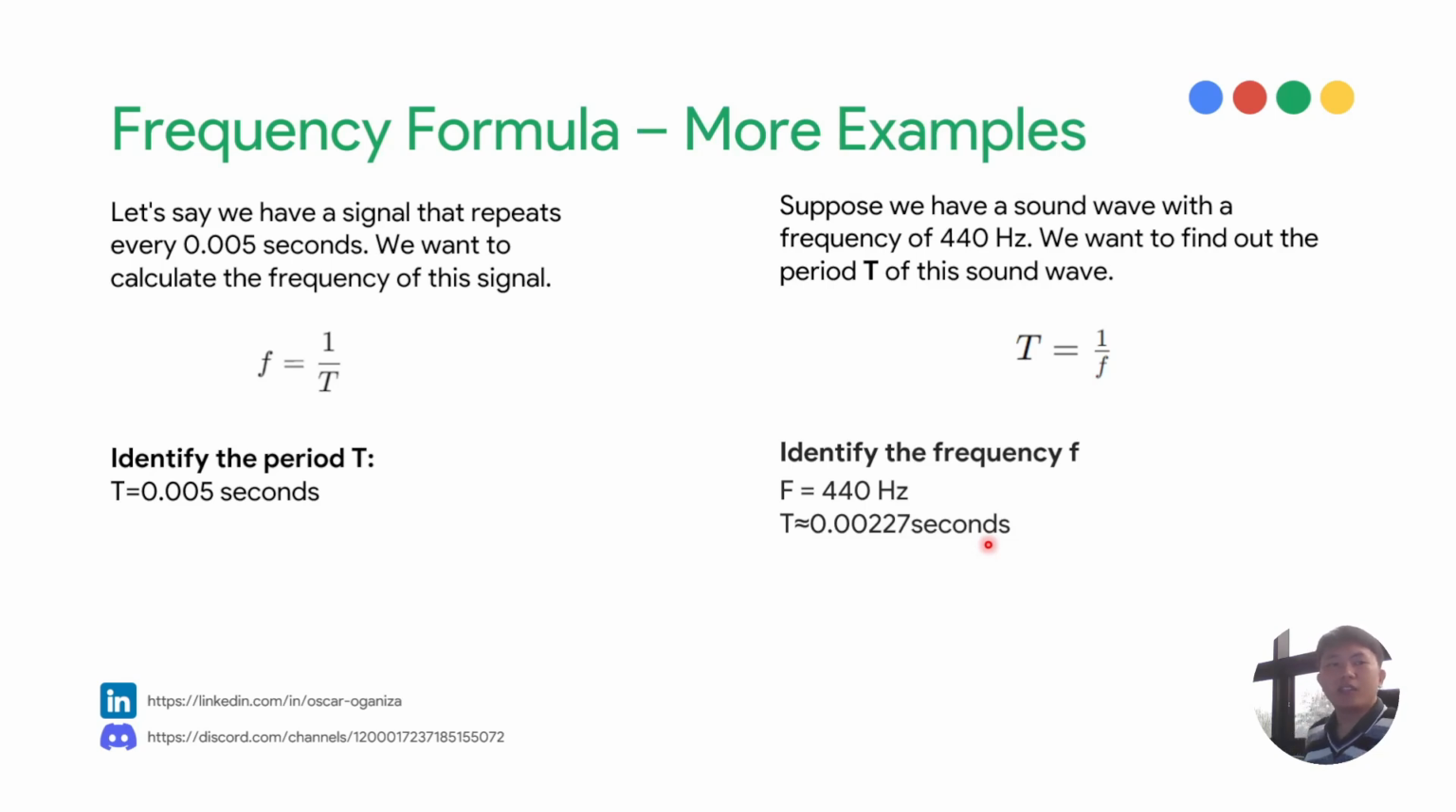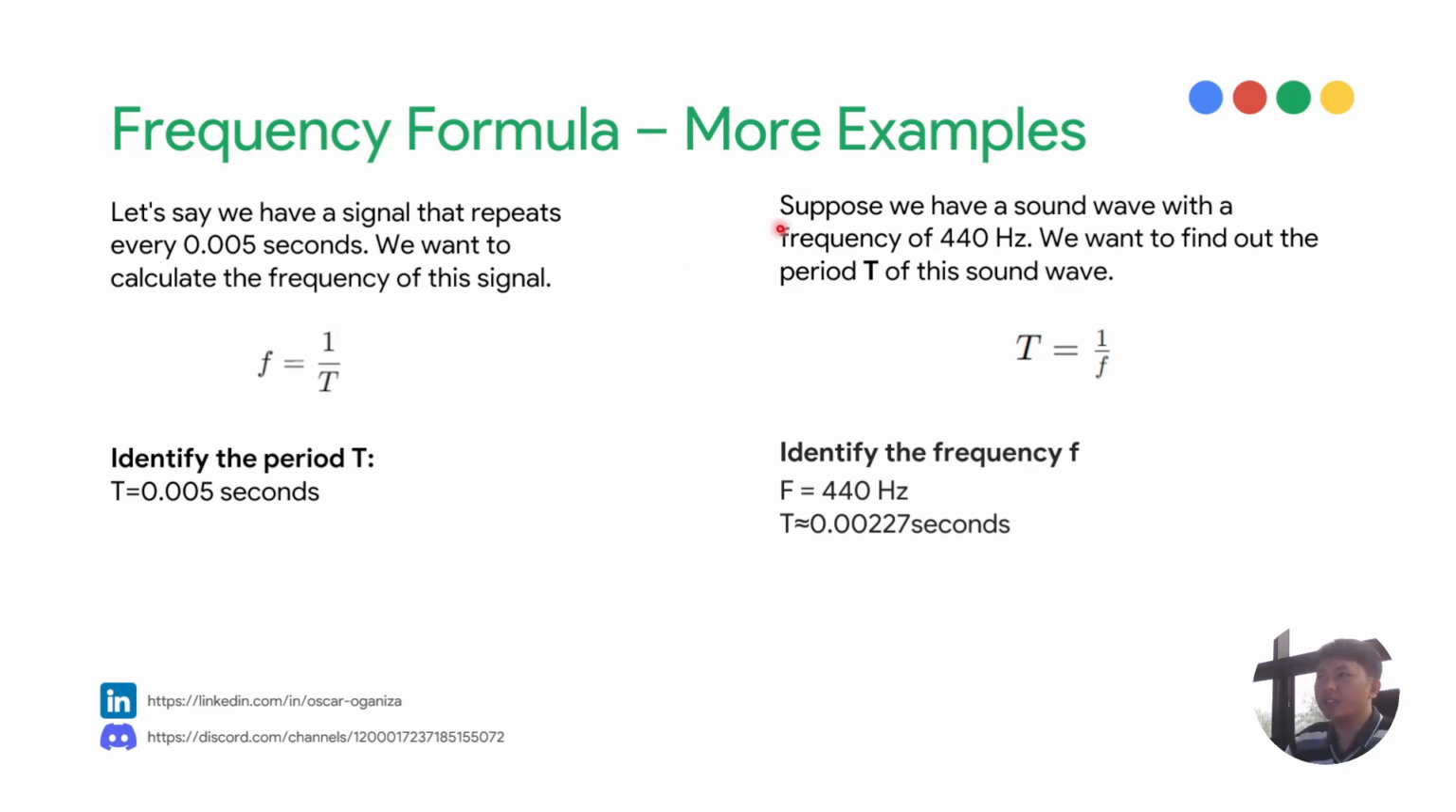Okay, so here are more examples about frequency. For example, we have a signal that repeats every 0.005 seconds. We want to calculate the frequency of this signal. So frequency is equal to 1 over time. We don't have a calculator here, but let us compute. 1 divided by 0.005 equals 200 hertz. Okay.